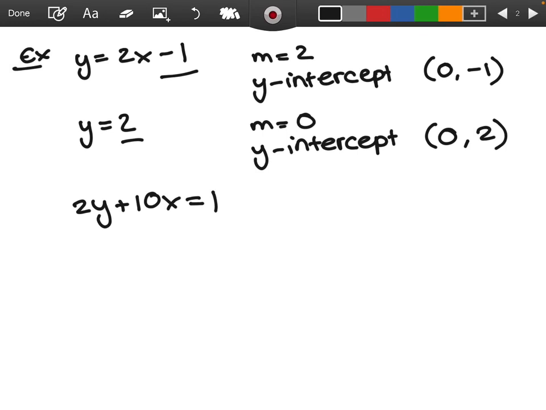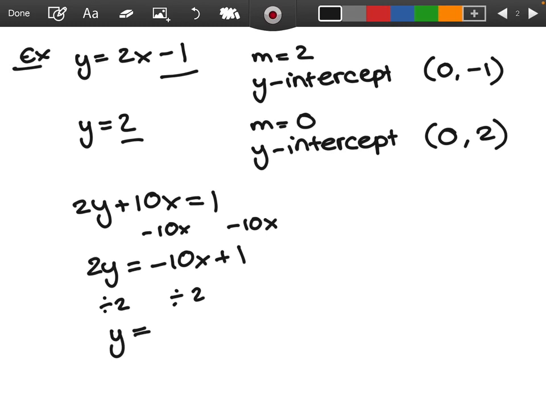I'm going to get my x on one side, on that right-hand side. I'm going to keep my y on the left-hand side. So if I subtract 10x from both sides, that will keep my y on the left-hand side and will put my x term on the right-hand side. And then if I divide both sides through by 2, that leaves me with y is equal to negative 5x plus 1/2. Again, remember to divide 2 into every single term that is on that right-hand side.